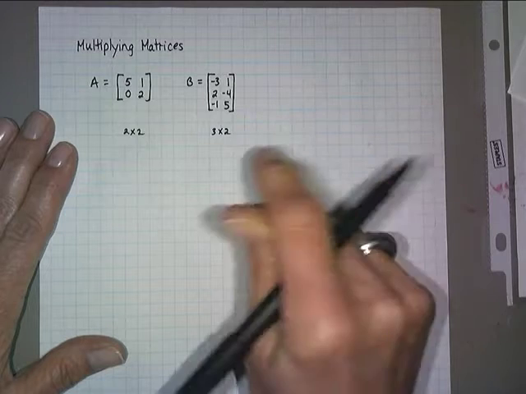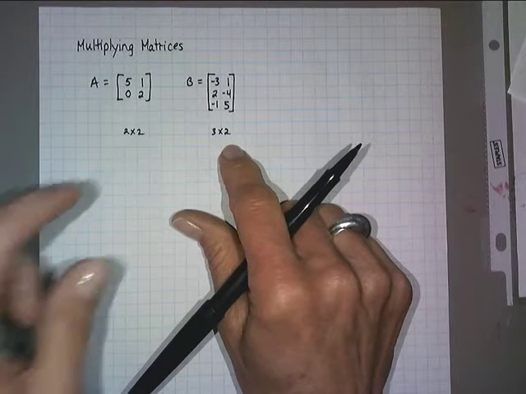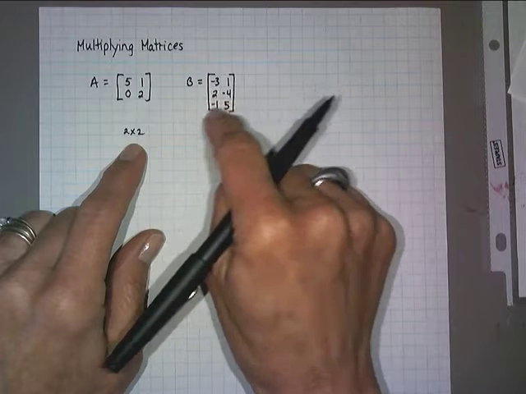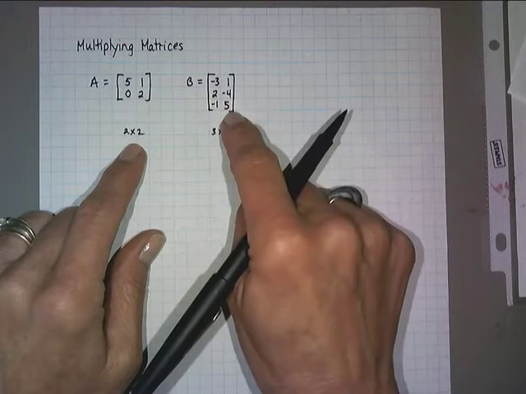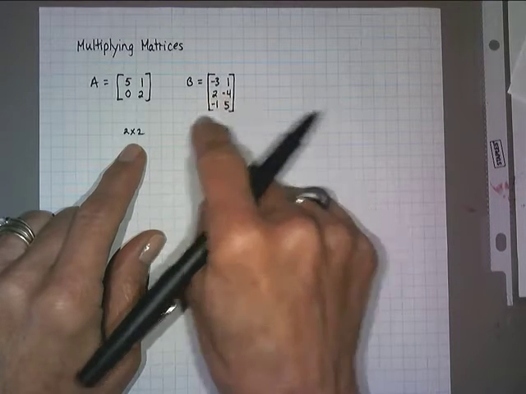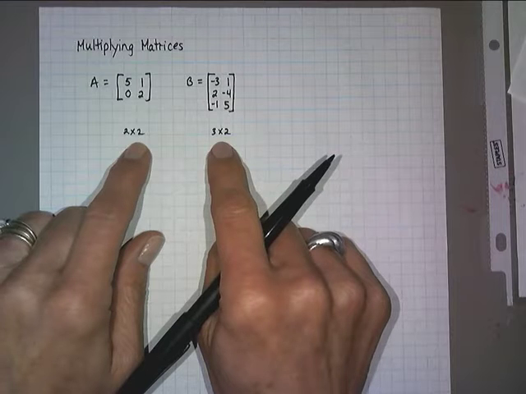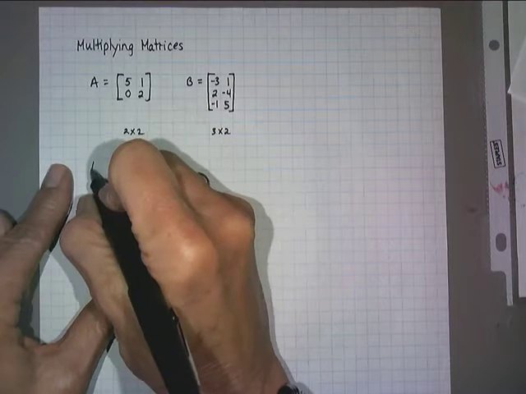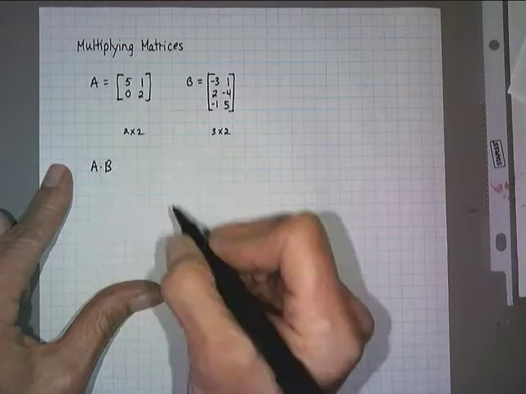Remember, we name the matrices, or we identify their dimensions, by how many rows they have compared to how many columns they have. So matrix B has 3 rows and 2 columns. All right, the first thing I'm going to ask you to think about is, can I multiply A times B?